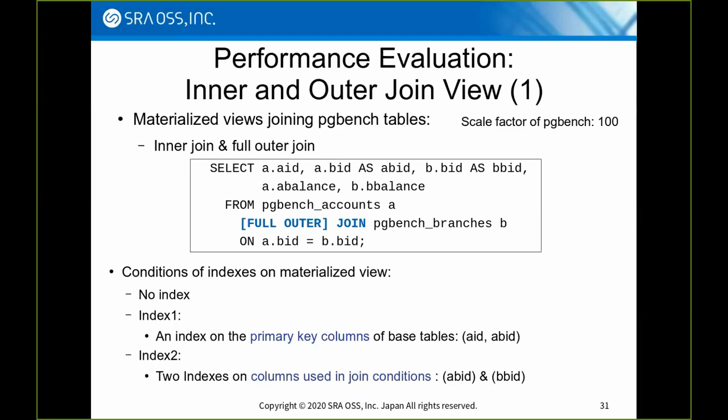Here is a performance evaluation of inner and outer join views. There are two materialized views. One is inner join and another is full outer join on PGBench tables. Also, there are three conditions of indexes on the materialized view: no index, an index on the primary key columns of base tables, and additional two indexes on columns used in join conditions.